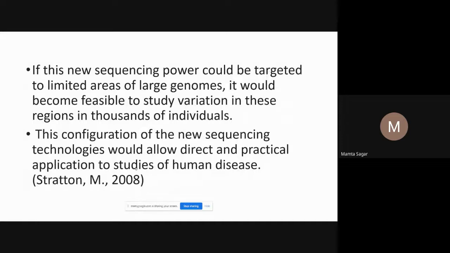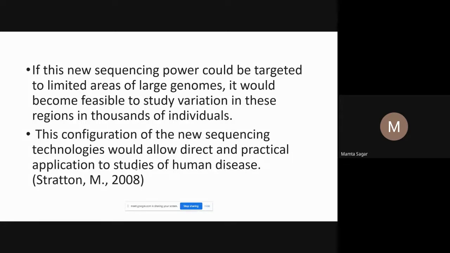If this new sequencing power could be targeted to limited areas of larger genome, means if we select the segment, selection of the segment will be useful. We should also focus on the small segment where the mutation exists in the larger genome. So this will become more useful in that case. If we do not focus on the whole genome but sequence where the mutation is, it would become feasible to study variation in these regions in thousands of individuals.